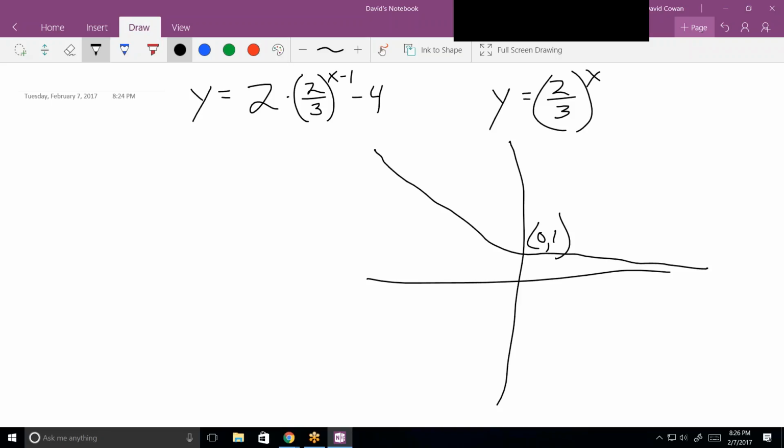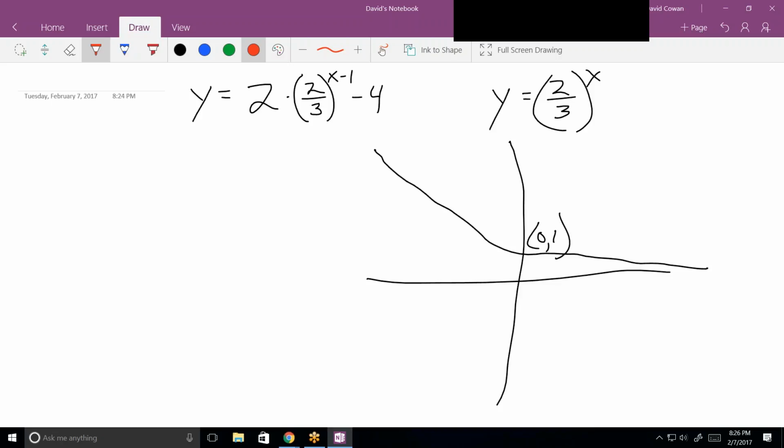So now the black is the parent function. And let's do each one. There's no reflections, so we can do them in any order that we want. Let's do the 2 first. What's the new point? In other words, if I put a 2 in front of this, where does the 0, 1 go? Where would it move to with a stretch of 2?